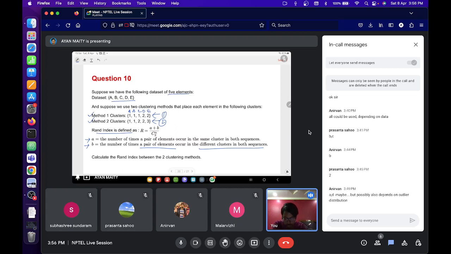So now you have to calculate the Rand index between these two clustering methods. I hope the Rand index is clear. Do I have to explain again the definitions of A and B, or is it clear from the slide?